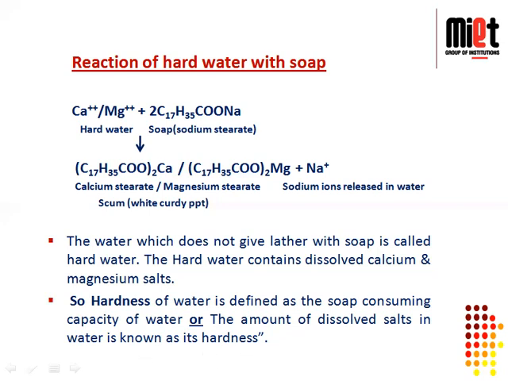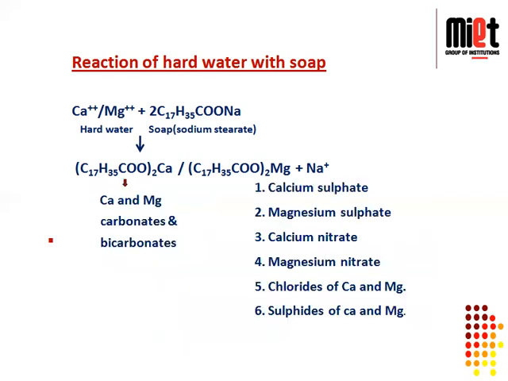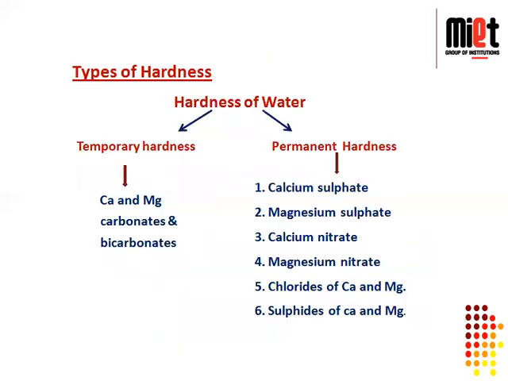It means there are two types of water sample. The first one is soft water, which easily produces lather, and the second one is hard water, which takes a larger amount of detergent to produce a sufficient amount of lather or foam. Next, on the basis of that, we can divide the hardness into two categories. The first one is temporary hardness and the second one is permanent hardness.